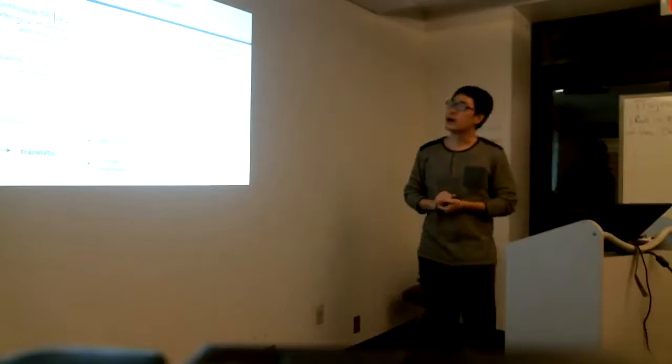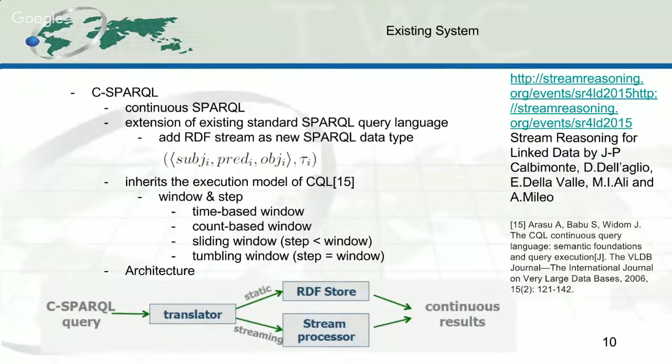I'm going to cover C-SPARQL as an example of existing systems. C-SPARQL is continuous SPARQL. It is an extension of existing standard SPARQL queries, and adds RDF stream as a SPARQL data type. An RDF stream in C-SPARQL is defined as a subject, predicate, and object, and a single timestamp. It inherits the execution model of the continuous query language, which is work done by this group. And it leverages a window and a step.